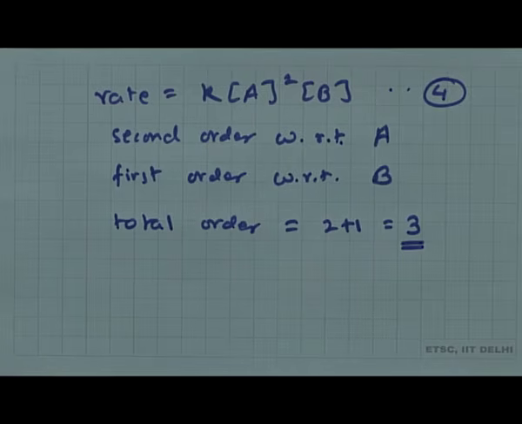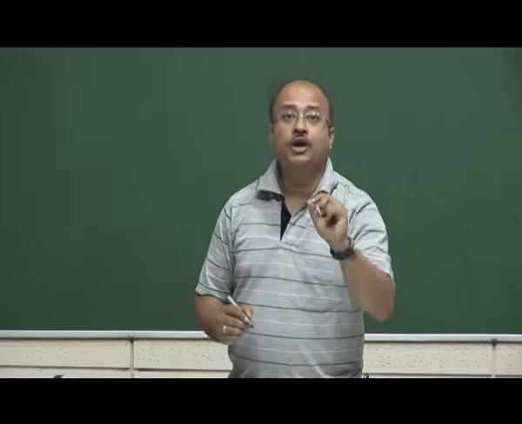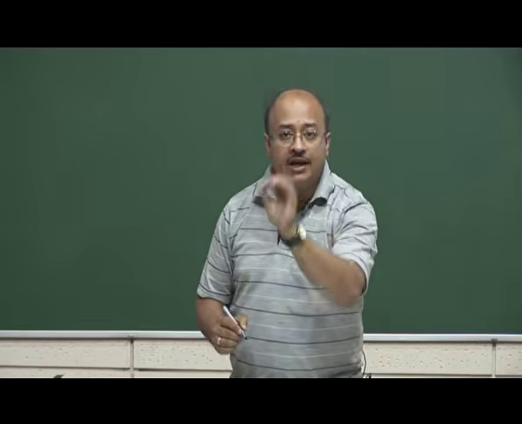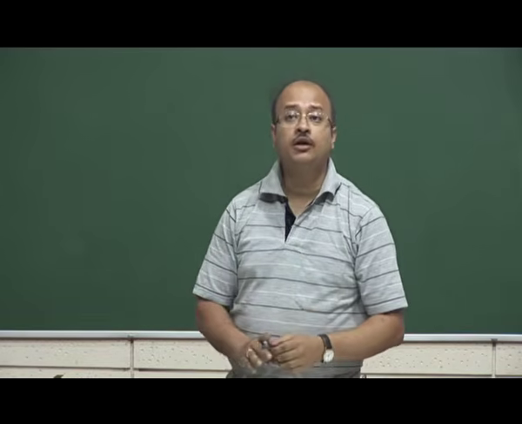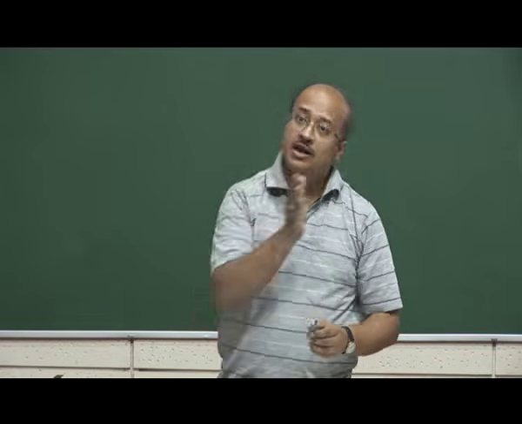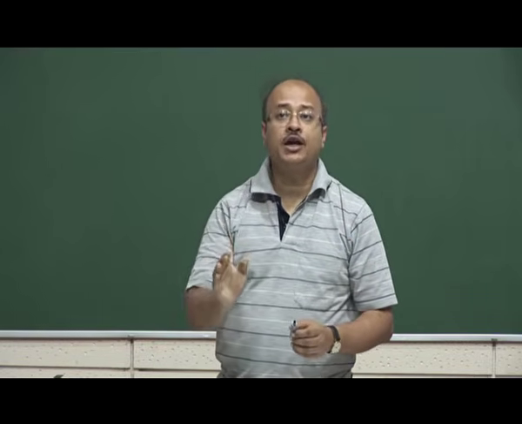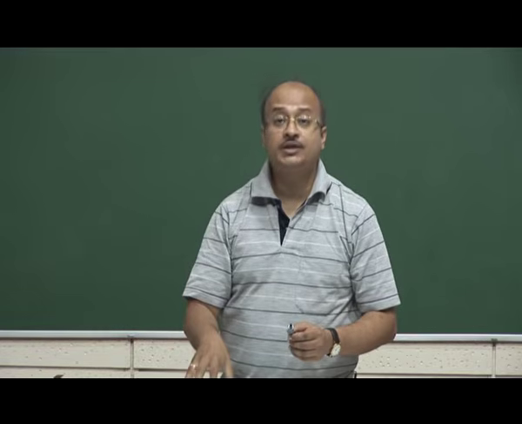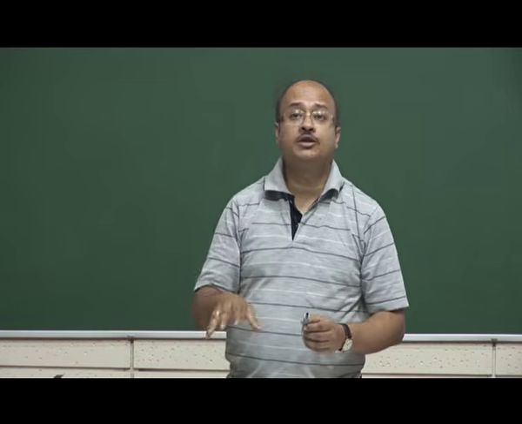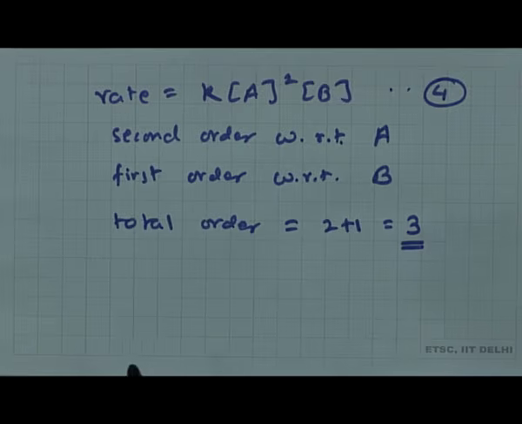So, the total order of the reaction is what? The sum of the orders of the individual reactants. That is exactly what you see out here. That was what happened in the example before, where the rate is equal to K times concentration of A times concentration of B, and here the rate is equal to K times concentration of A raised to the power 2 times the concentration of B, hence the total order is 2 plus 1 equal to 3.